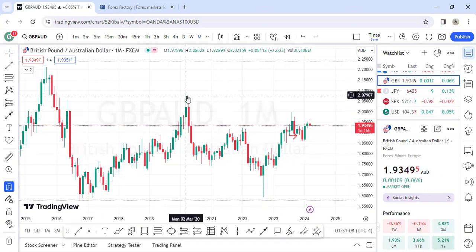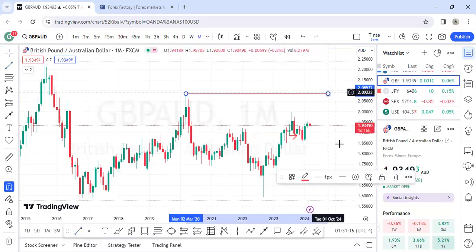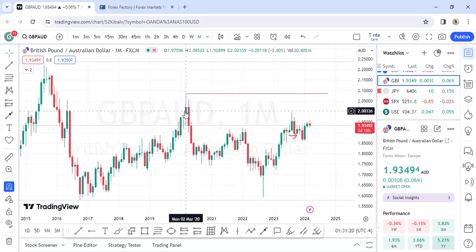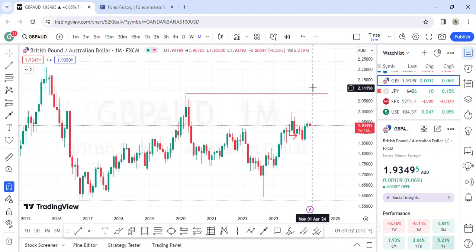That means this high becomes suspect, a failure swing. So this now becomes suspect. Most likely in the coming months, probably before the year comes to an end, we're going to take out this high, right? We'll take out this high. So that will be it. I still see further bullishness.